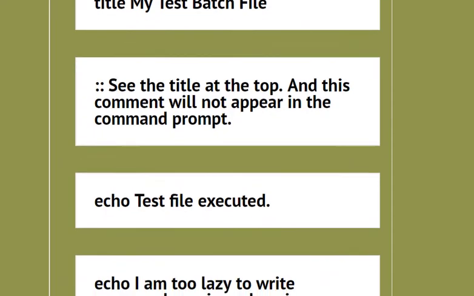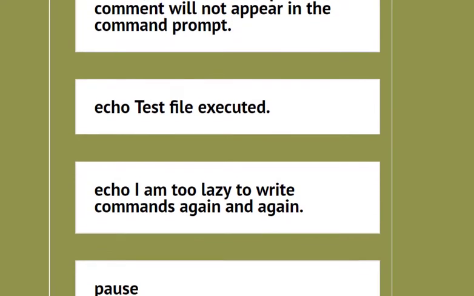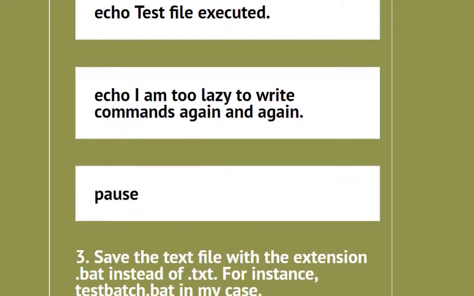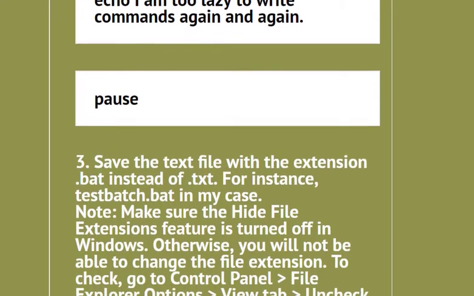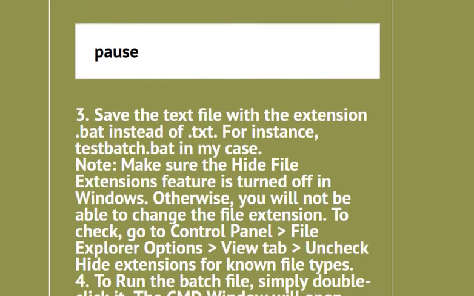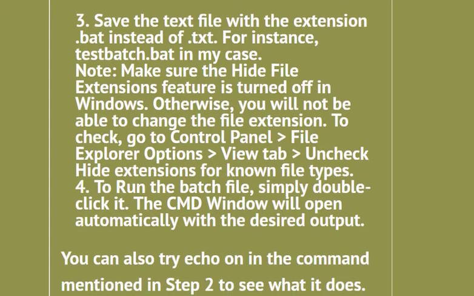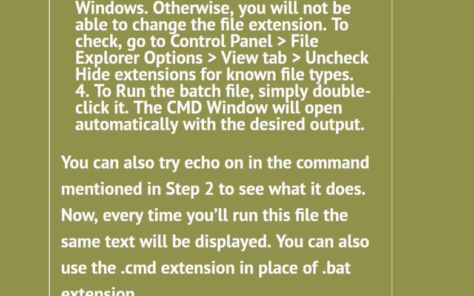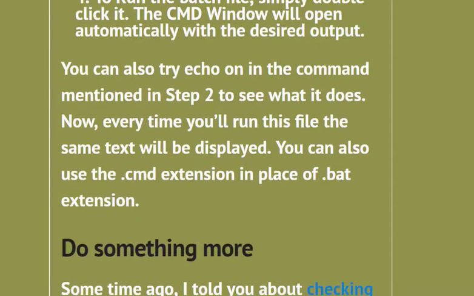How to create a batch file in Windows. Here, I am going to tell you steps to create a small batch file. Open a new Notepad file. You can also use any similar text file editor, like Notepad++. Type the following commands in the text file. Save the text file with the extension .bat instead of .txt. For instance, testbatch.bat in my case.